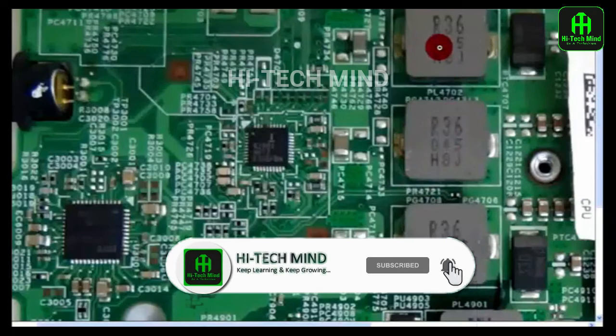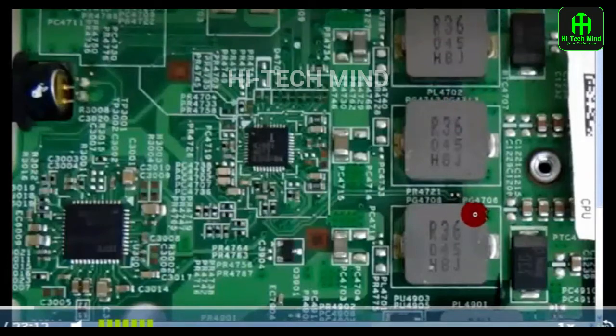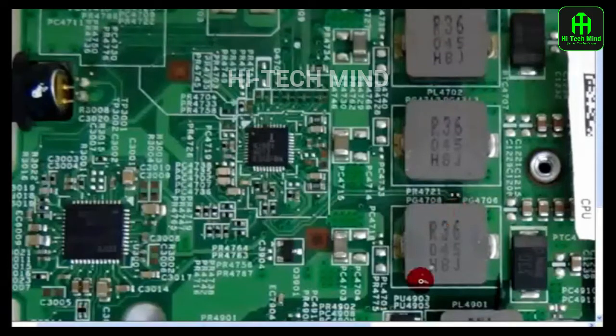This is the CPU socket, and located nearby are 3 output voltage coils. This is coil PL4702 and this is coil PL4901. These are output voltage coils. If 3 coils are located, there is 3-phase operation, and the total current is shared across these 3 phases.